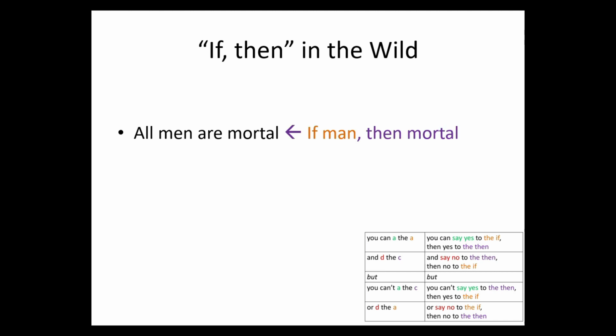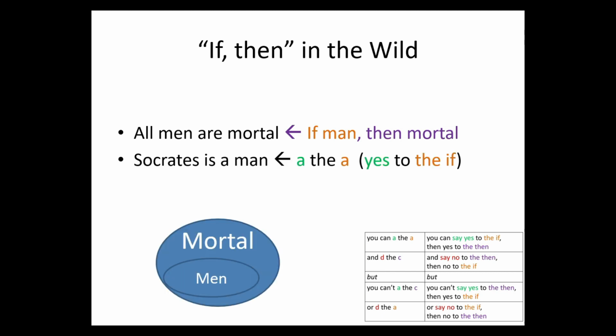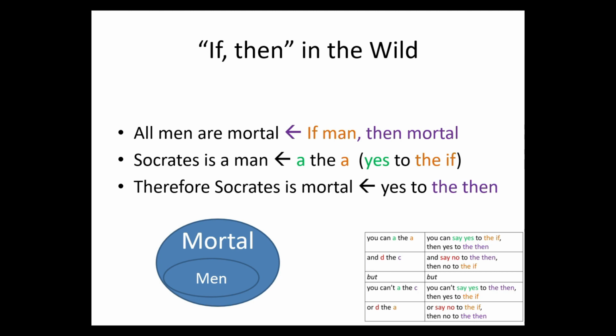The Socratic universal statement, all men are mortal, is an if-then statement. If man, then mortal. Not identical, but we can certainly treat it that way. And all that we know about how we can interact with if-then statements does apply. All men are mortal: if man, then mortal. Socrates is a man. The minor premise of this classic syllogism is an affirmation of the antecedent. It's saying yes to the if. And then the conclusion is just the rest of the affirmation. It's saying yes to the then.